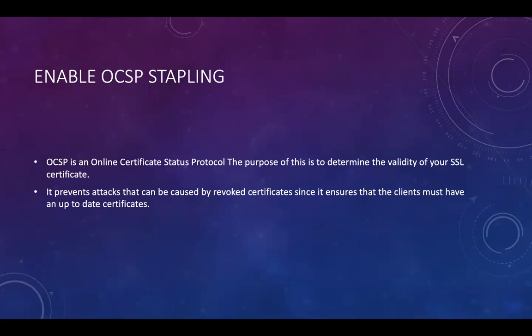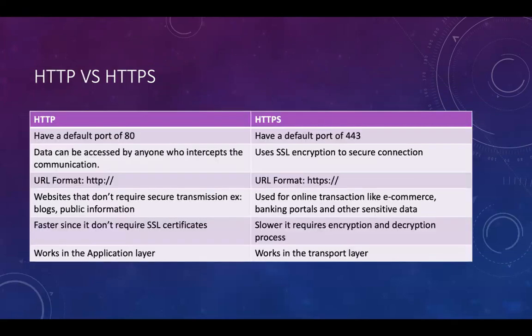OCSP stapling is the Online Certificate Status Protocol. The purpose of this is to determine the validity of your SSL certificate, and it also prevents attacks that can be caused by revoked certificates, since it ensures that the client must have up-to-date security. So if you don't have up-to-date security, it just won't work.